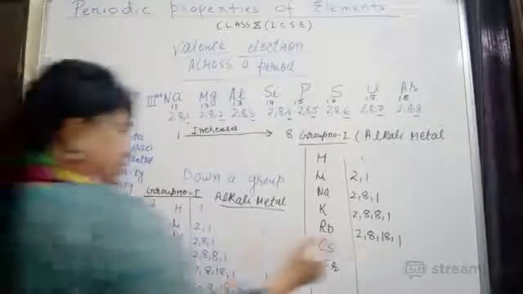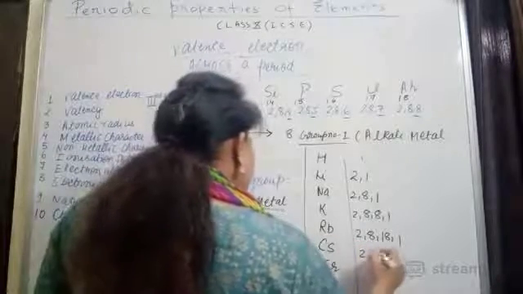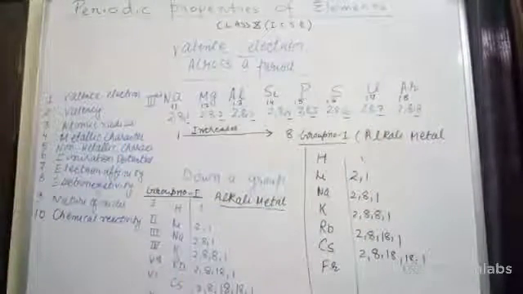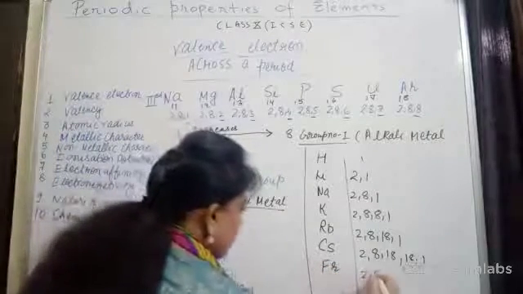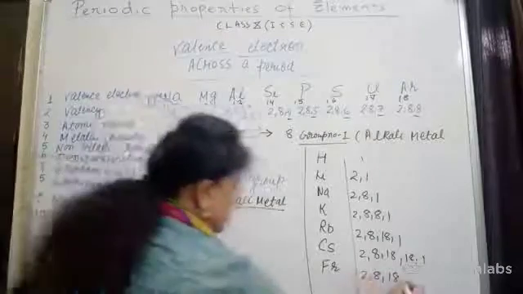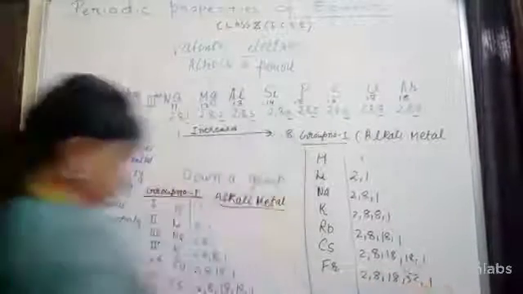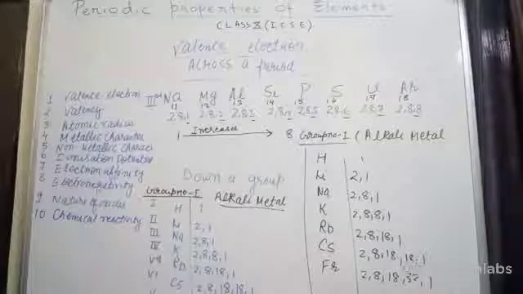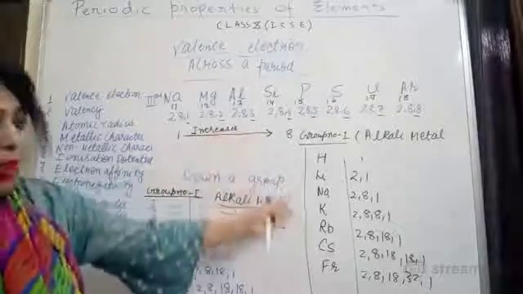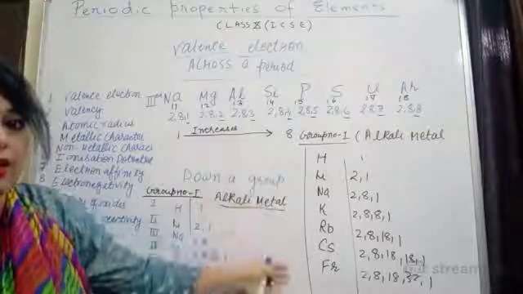The next case is cesium, so 2 8 18 18 1, again the same valence electron. Clear to everyone? Then francium, 2 8 18 32 1. Clear? So the same valence electron. What is common in group number 1? They have the same valence electron.